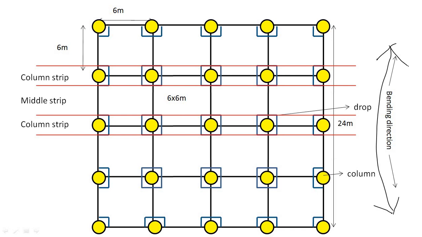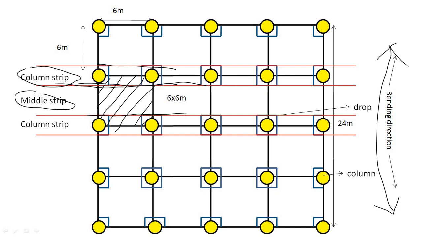Let us consider this one slab. For this slab, the strip passing through the middle will be the middle strip, and the column strip means the strip which connects the drops of the columns and passes above the column head. So the column strip passes above the drop, and the middle strip is the strip which passes from the center of the slab.